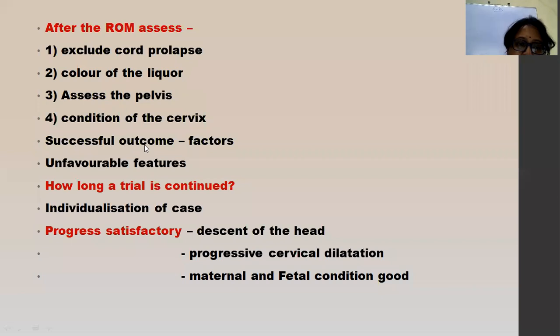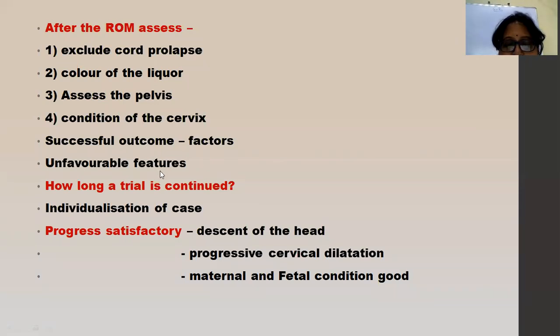Then successful outcome: if they do not have any of the above unfavorable conditions, and the labor is progressing smoothly with progressive cervical dilatation, and maternal and fetal health are also normal, then you can continue and it will give you a successful outcome.